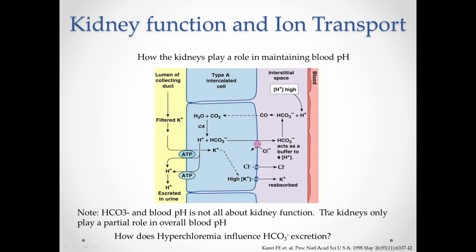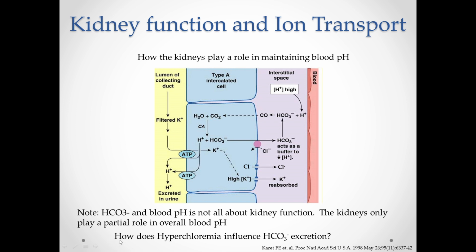Something to keep in mind is that although this is one mechanism for regulation of metabolic acidosis or alkalosis, in other words, the regulation of the amount of hydrogen ions in your bloodstream, the kidneys only play a partial role in regulating blood pH. It's in fact a multifactorial process.